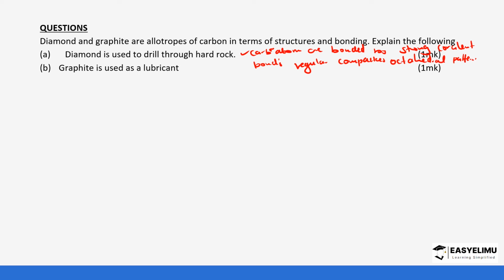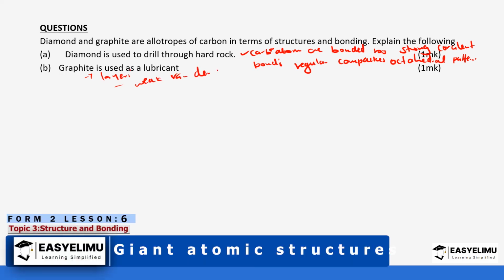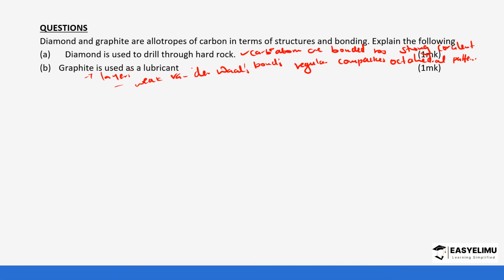Graphite is used as a lubricant. We said that the layers of graphite are bonded by weak van der Waals forces, which slide over each other when pressed. So that is the reason why graphite is used as a lubricant.